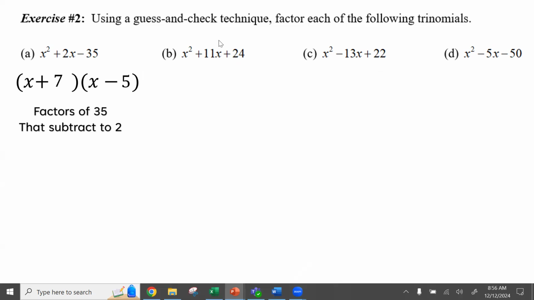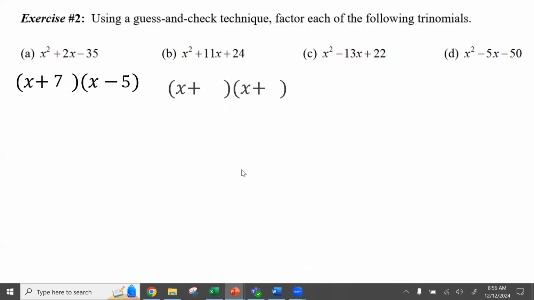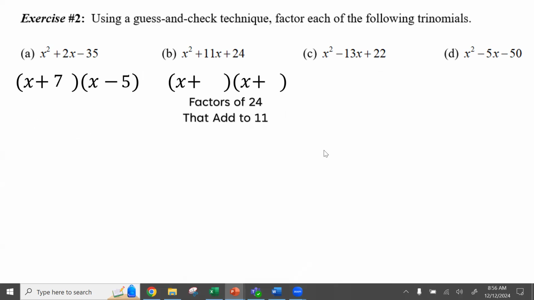Second one, second sign's positive, first sign's positive. I know they're both positive. Now I'm looking for the factors of 24 that add to give you 11. That is 8 and 3. Doesn't matter what order.